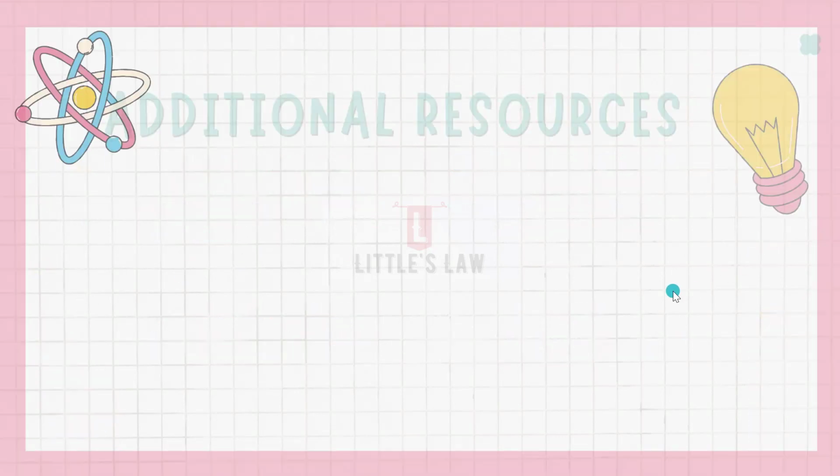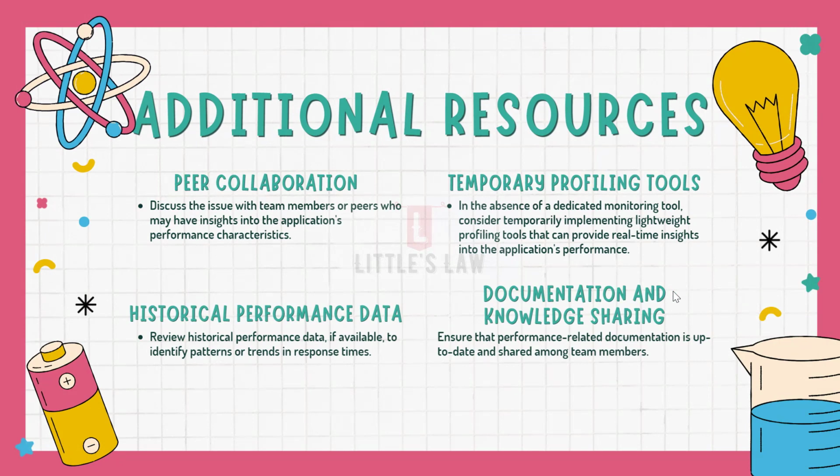Then moving on to the next part, which is peer collaboration. You have to discuss the issue with the team members. In fact, we have discussed this previously with the developers, so this is again a kind of peer collaboration, where they can give you a lot of insights into the application's performance characteristics. They can leverage collective knowledge, and their experience can help you identify potential causes and solutions. This is again a best part, because talking to people and understanding their knowledge will unlock lots of doors for you.